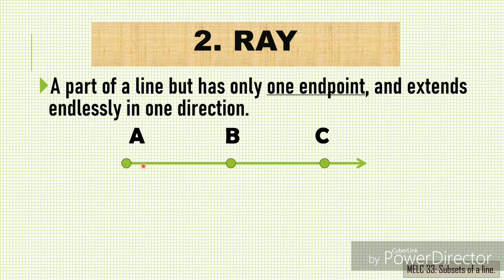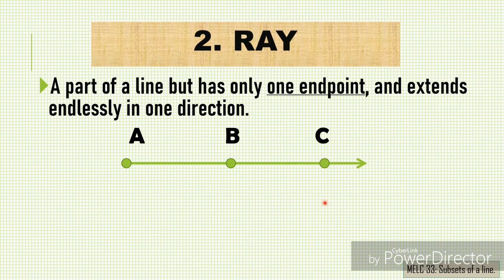Tingnan nyo, kung mapapansin niyo, parang arrow siya, no? Kung i-compare natin siya sa line, ang line kasi, di ba, may dalawang arrowheads. Ito, isang portion lang ang may arrowhead. So, this portion is extended infinitely dito papuntang kanan. Pero tingnan niyo, ayan ha, may dulo siya dito.